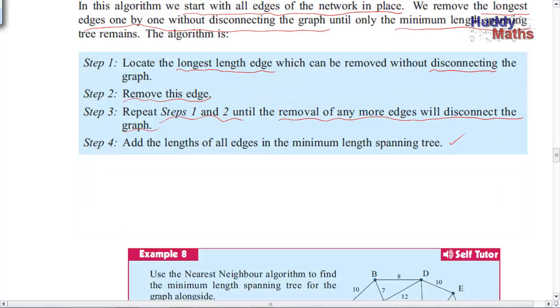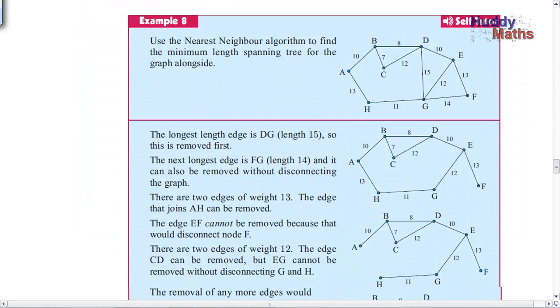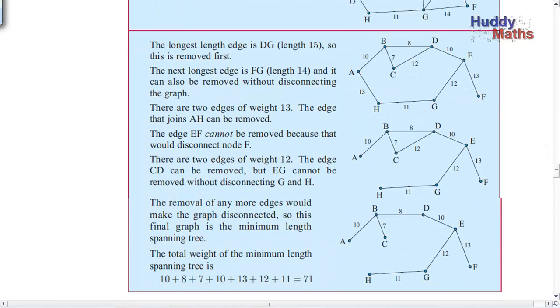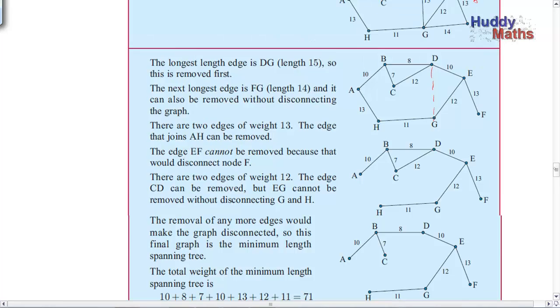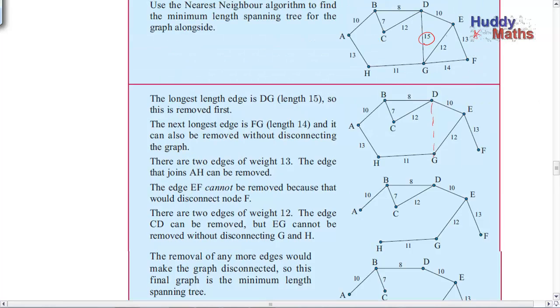Okay, let's come down and have a look at an example of that one. Nearest neighbour algorithm to find the minimum length spanning tree for this one. So let's have a look and let's follow the solution here. We look around and the longest edge is DG. Okay, now where is DG? Well, that says here. So they've just removed that. Okay, sorry, I should have started up here. So that's the longest one by the 15. So we get rid of it. Okay, we get rid of that.